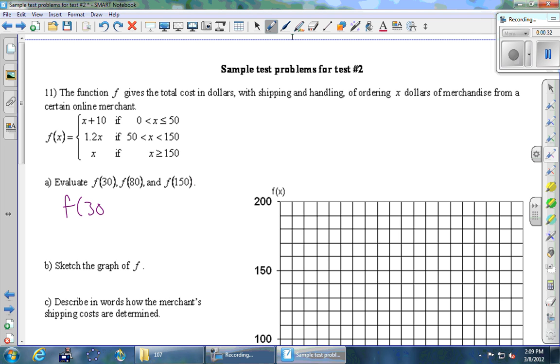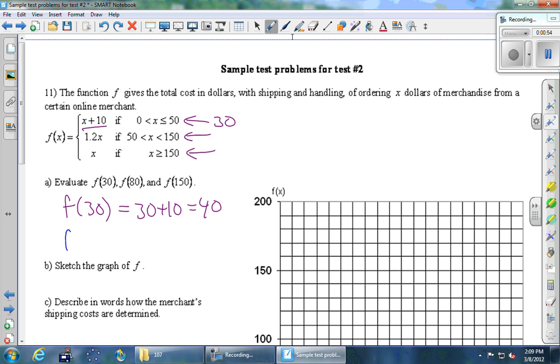So to evaluate f of 30, we need to first decide which of these three intervals 30 lives in. And hopefully we see that 30 is between 0 and 50. So we are applying that top rule, and the top rule is x plus 10. So x is 30, plus 10 is 40.